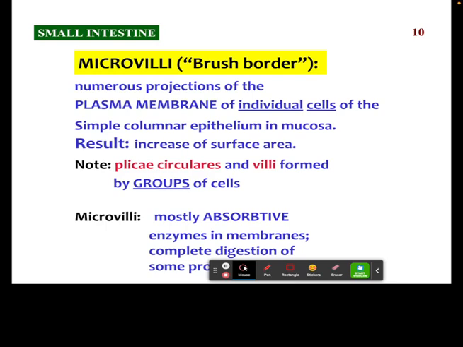So what are microvilli? Also known as the brush border. The microvilli are additional projections of the plasma membrane of each individual cell of the simple columnar epithelium.